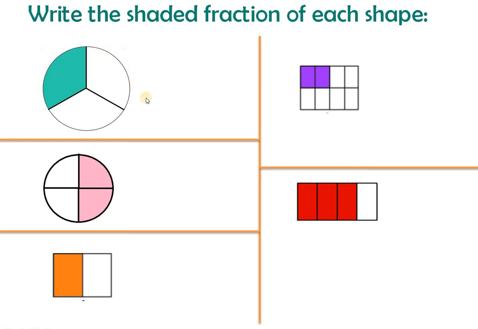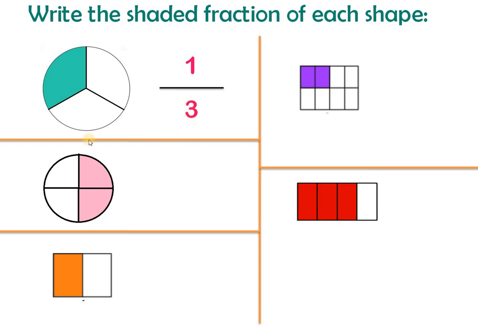So the bottom number should be 3. And don't forget the fraction line. We cannot have a fraction without the fraction line. So the total number of parts is 3. And how many colored parts are there? We just have 1 part. So 1/3. Here we have 1 colored part over 3 all together.